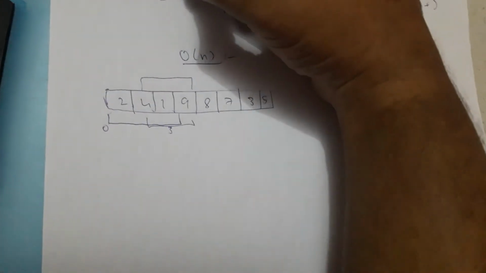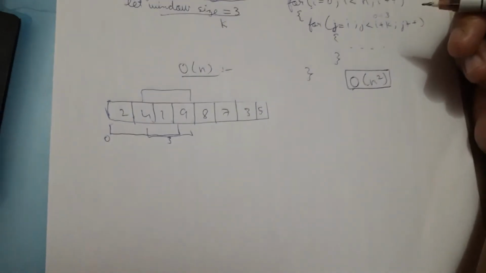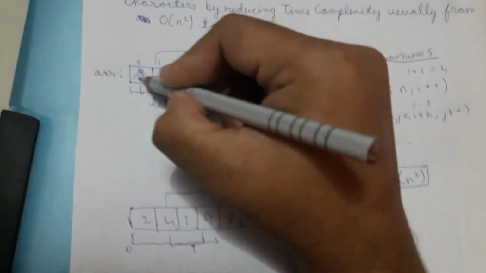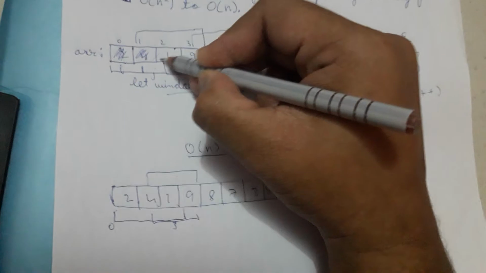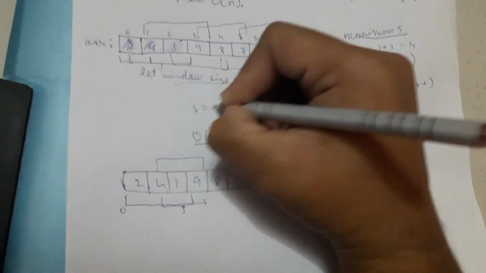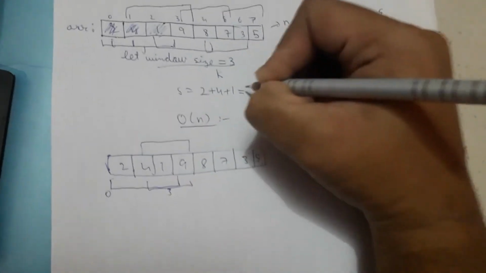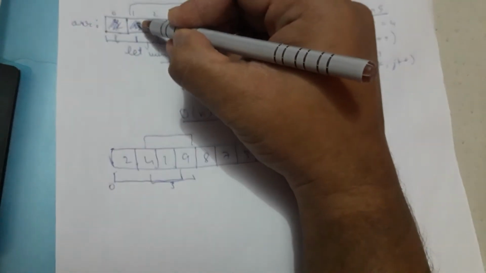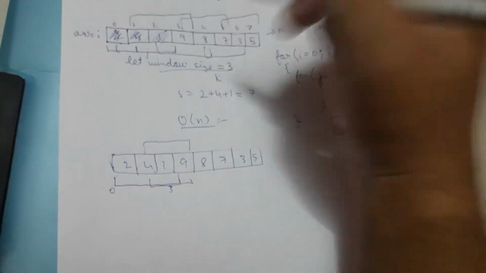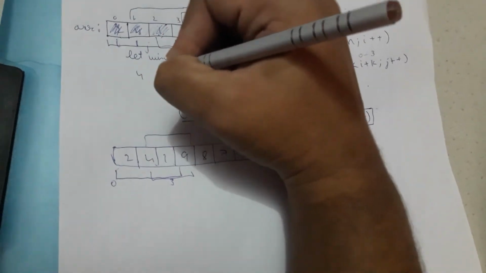Let's say you're finding the maximum sum of all possible subarrays, and in the first iteration you sum up this element, this element, and this element. So initially you have the sum of 2 plus 4 plus 1, which is 7. In the next iteration, j would go from index 1 to index 3. If you see carefully, 4 and 1, these two elements, are repeated again in the next iteration. So this repetition is what we have to avoid.